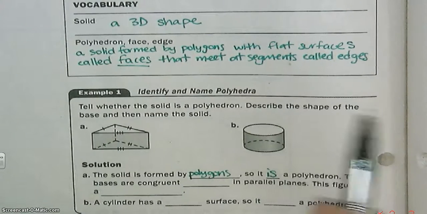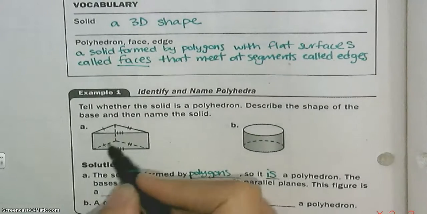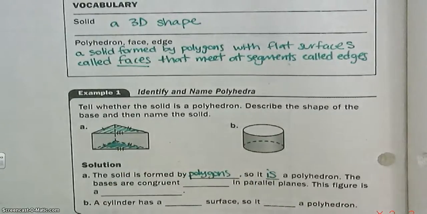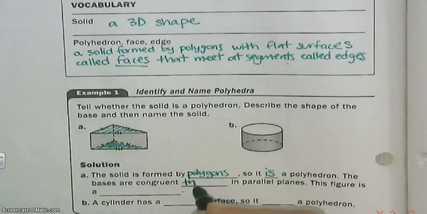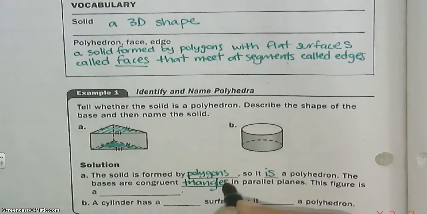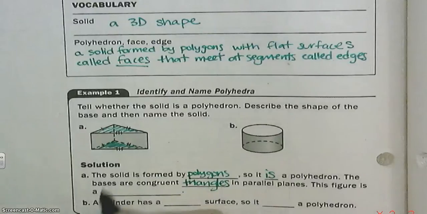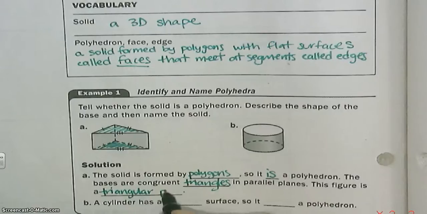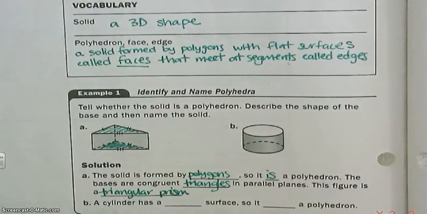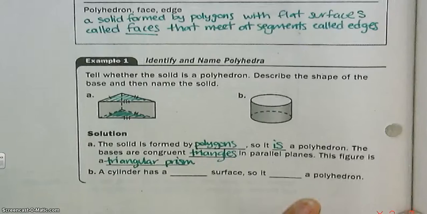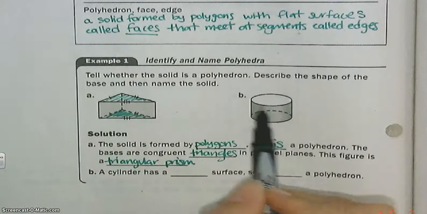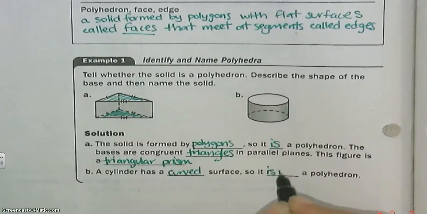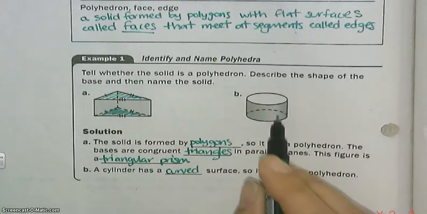And then the bases, if there's two bases, they're always going to be parallel. So here's a base, here's a base. Notice they're parallel. The bases are congruent triangles. So we call this a triangular prism. All right, so we're going to make a little chart on naming things in a moment. Here, if I look, these are curved. So this is not a polyhedron. We call this a cylinder.